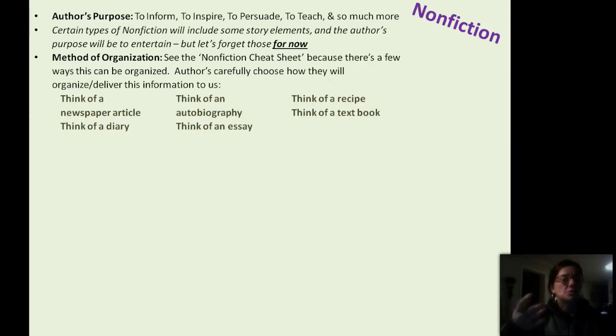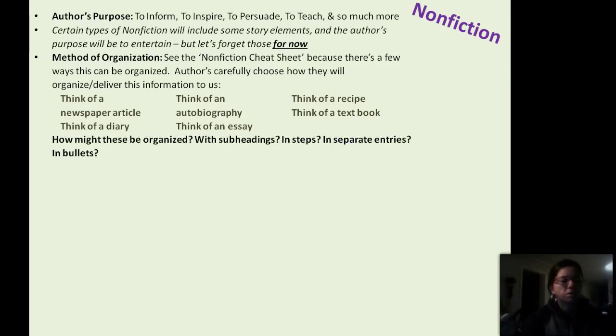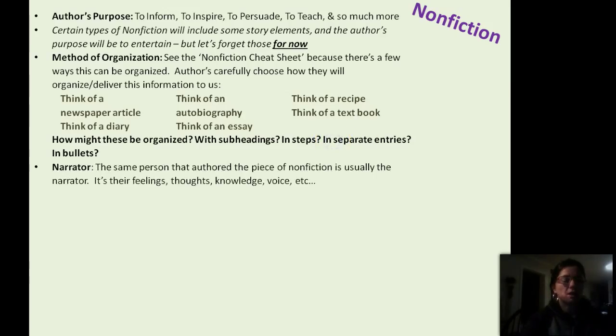So think about a newspaper article, a diary, an autobiography, an essay, a recipe, or a textbook. How might those things be organized? If it's a newspaper article, it might have subheadings. A diary might have separate entries, right? There might be steps to a recipe, or information might be arranged in bullets in a textbook. So just use common sense when you're studying nonfiction.